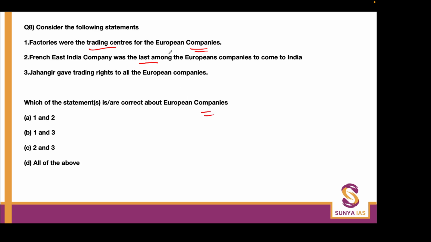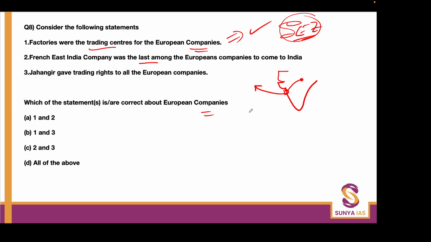Now, factories were the trading center for European companies. This is correct. Okay. Basically, factories were kind of what we call now SEZs, special economic zones. Okay, so in the factories, the trading used to take place. Suppose this is the map of India. This was Surat. In Surat, there is a factory. Now that factory is owned by the English. They will send their representative to purchase material, products, goods from the hinterland India, bring it to the Surat factory, and then from there it will be sent to United Kingdom.